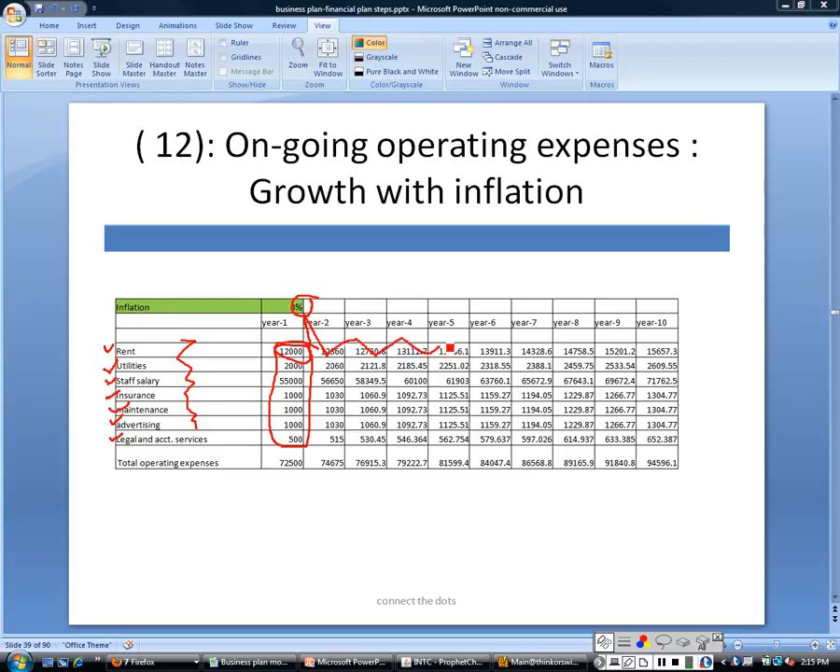Again, I want to show you the Excel spreadsheet in a second. And so now you're basically forecasting all the items. You add them up, and that becomes your ongoing operating cost. Again, that's going to go on our income statement also. So let's look at the Excel spreadsheet.